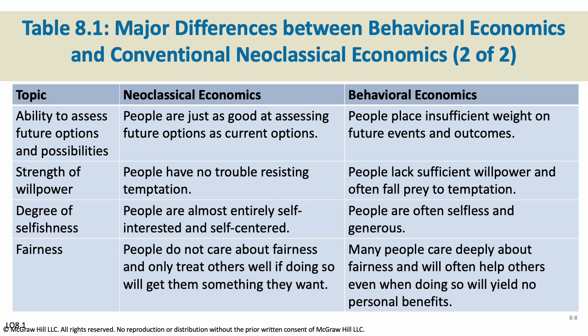Strength of willpower. Neoclassical economics would say that people have no trouble resisting temptation. Obviously, that is not true. Everybody has temptations they give into at some point or another. And once again, obviously, in real life, people are very susceptible to temptations at times.